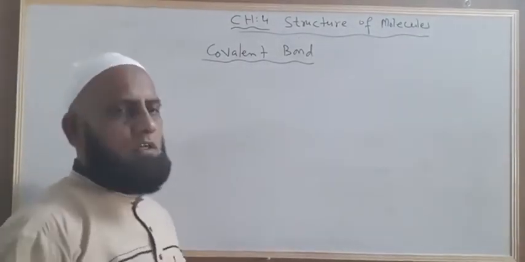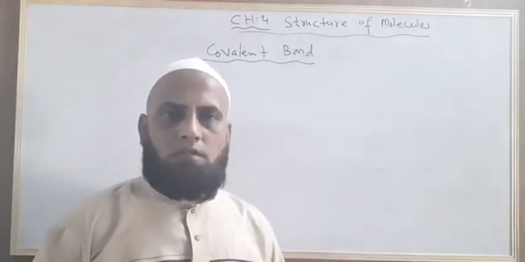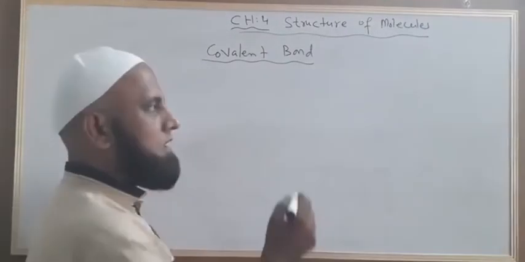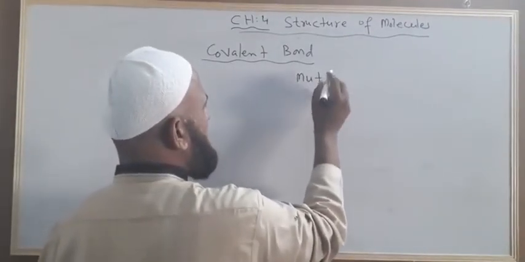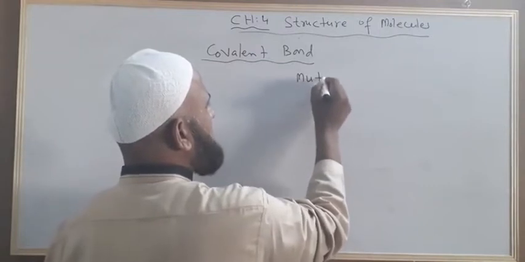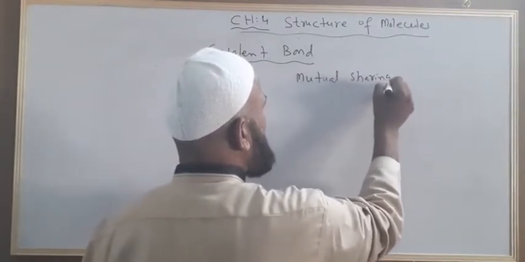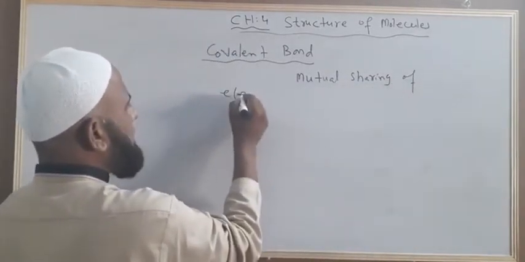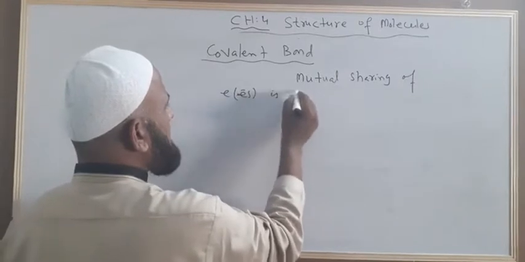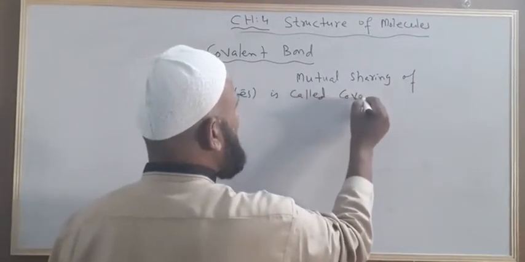First of all, you should know the definition of covalent bond. The bond which is formed by the mutual sharing of electron or electrons is called covalent bond.